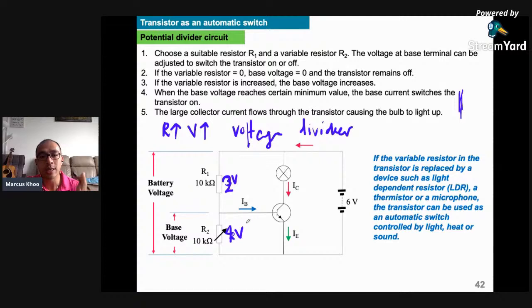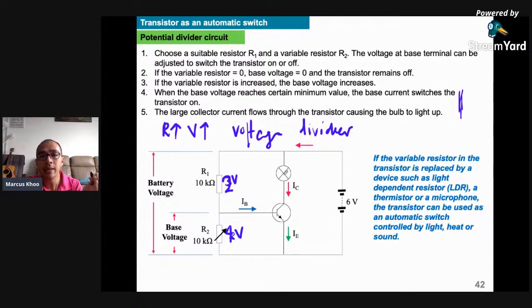As long as this voltage is not big enough, the transistor will be switched off. Transistor switch off means collector current cannot flow. Collector current cannot flow means the menthol will be useless, just staying down there doing nothing.